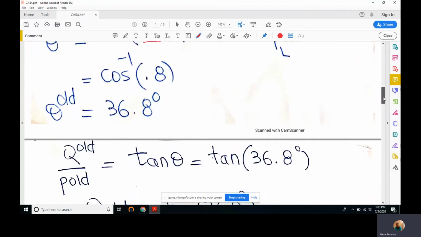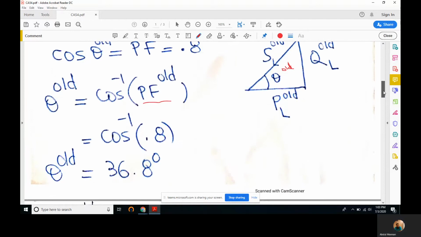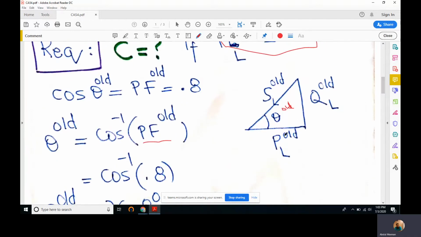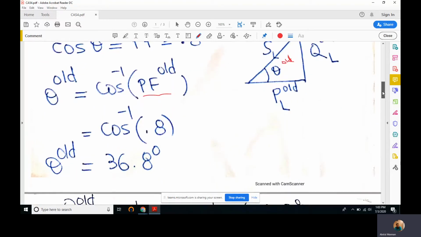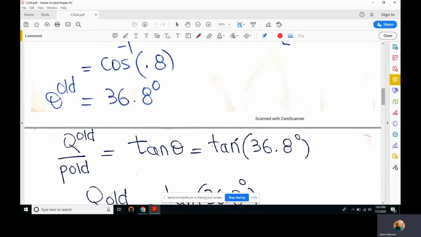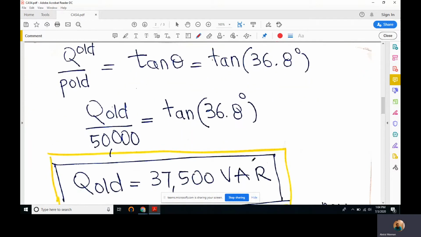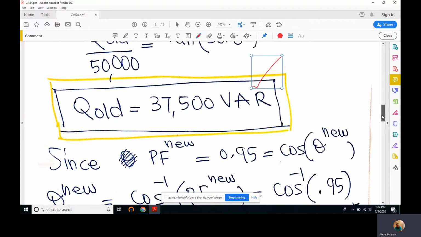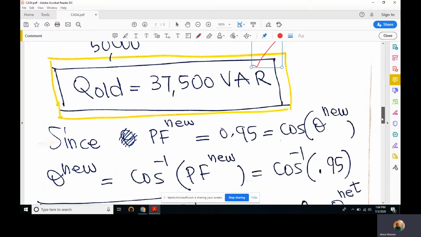Let's see what Q old is then. Since this is a right angle triangle, and perpendicular over base is tangent of this theta, we use this identity that the perpendicular of a right angle triangle divided by its base is equal to the tangent of theta. So we put theta, which we have just calculated, 36.8 here, and we see that Q old comes out to be 37,500 var. We know the unit of Q, the reactive power, is var.